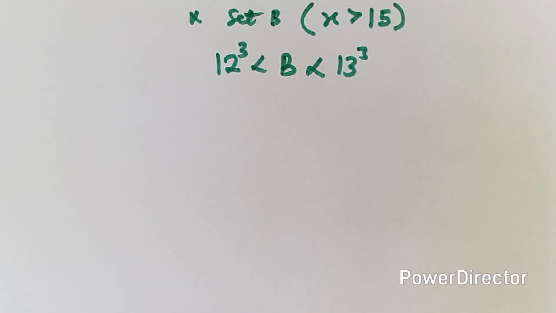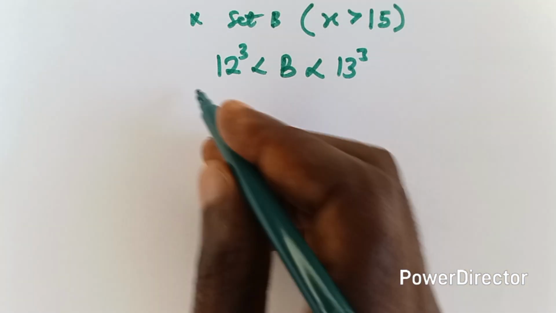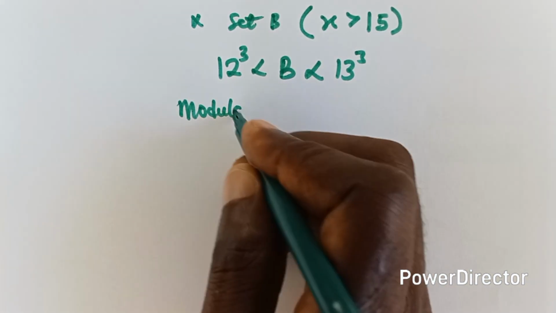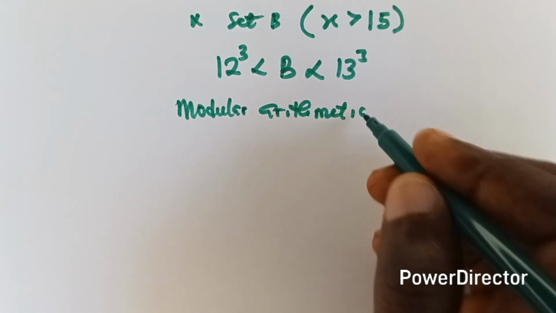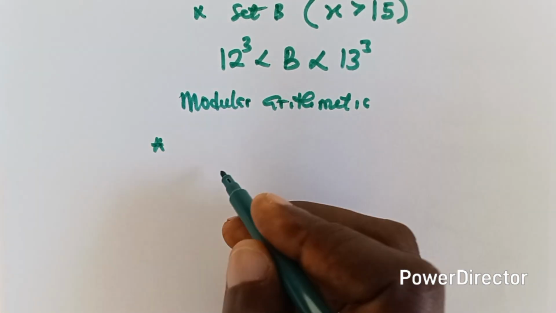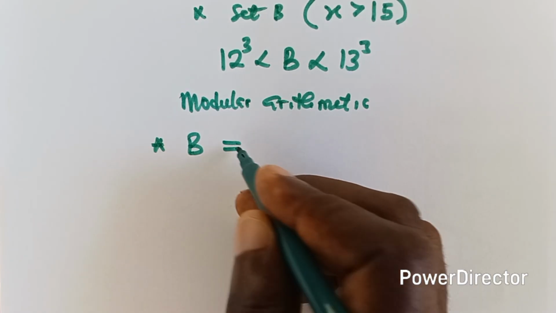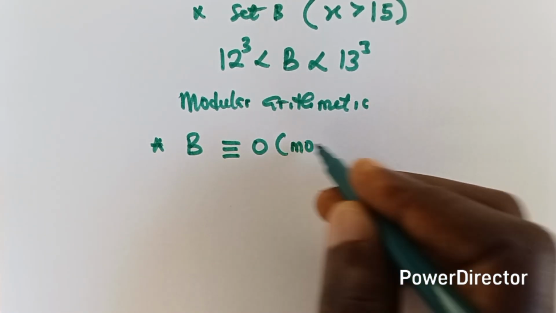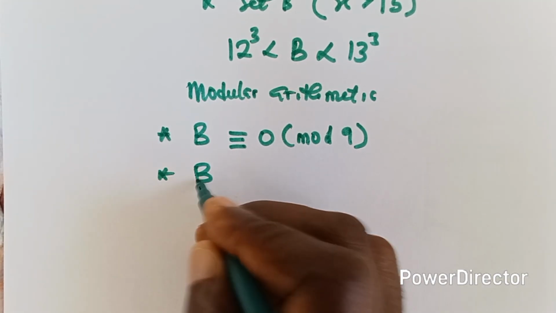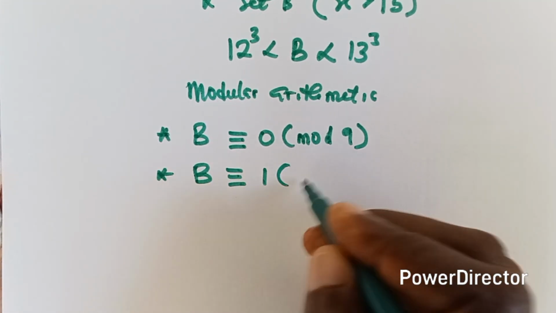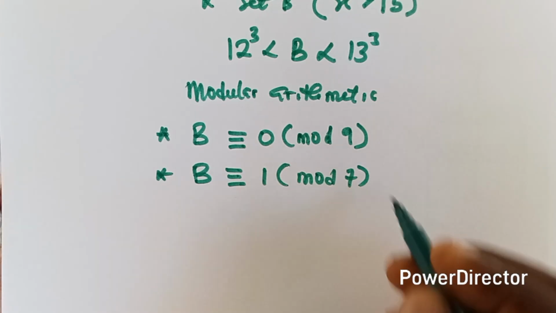All right, so we are going to pick conditions now. We're going to pick two conditions that will isolate my exact birth year. That's what we are looking at. We are going to use what we call modular arithmetic to find my birth year. The first condition is my birth year should be 0 mod 9, and the second condition is my birth year should be 1 mod 7.